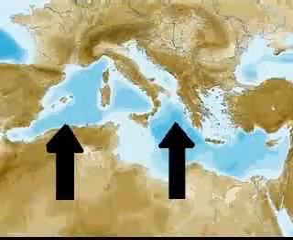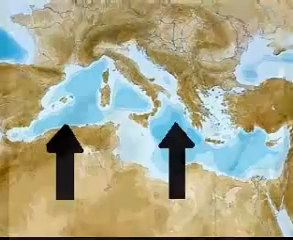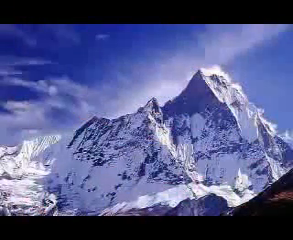Thanks to precise GPS measurements, geologists can now see the process happening. The continents are indeed moving at about the speed your fingernails grow. As Africa and Europe collide, the Alps rise about 1 millimeter a year, and as India and Asia collide, they force up the Himalayas 5 times faster.